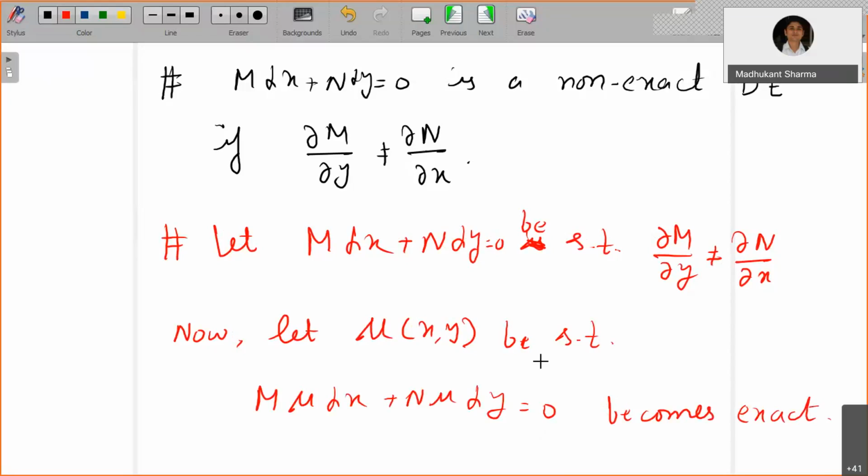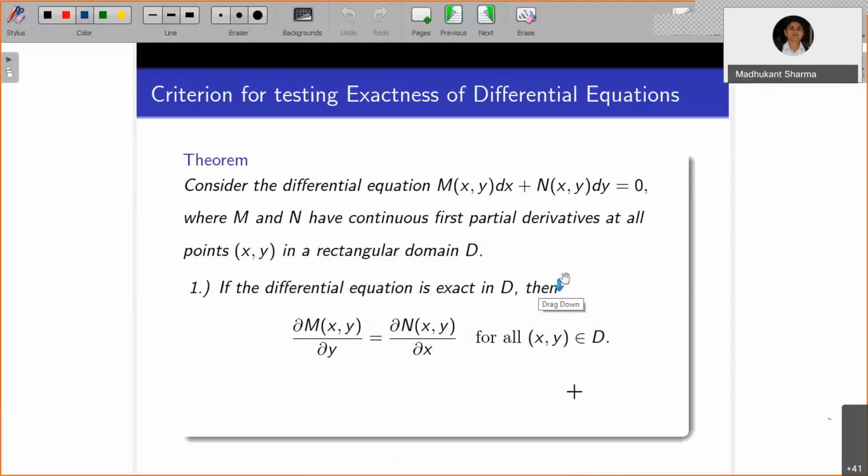Okay, so let mu be such that this happens. It means that suppose you multiply both sides by this mu, and afterwards the left-hand side becomes an exact differential, so the equation becomes exact, and then you can start solving it. Such a mu is called an integrating factor of the equation, let's call it star. Let's give this number as star.